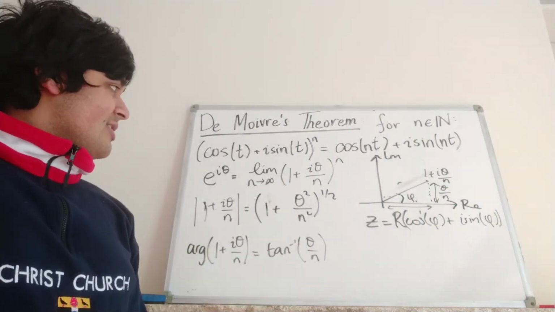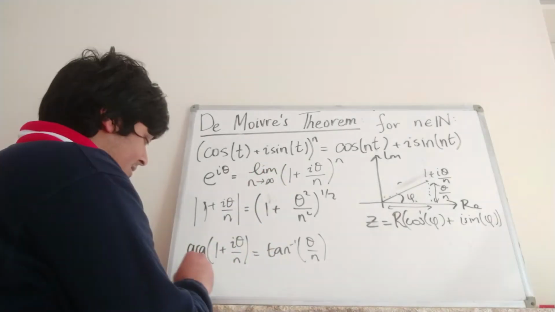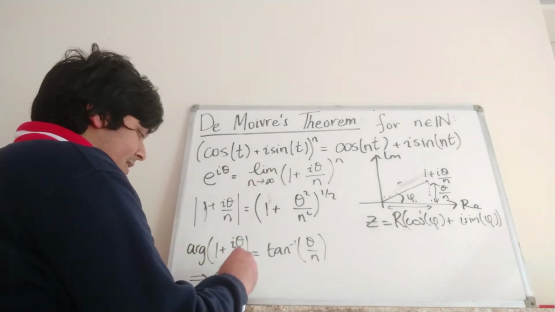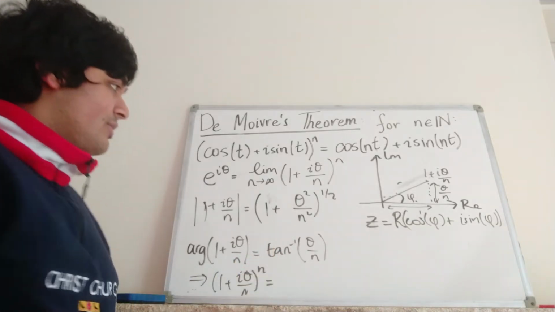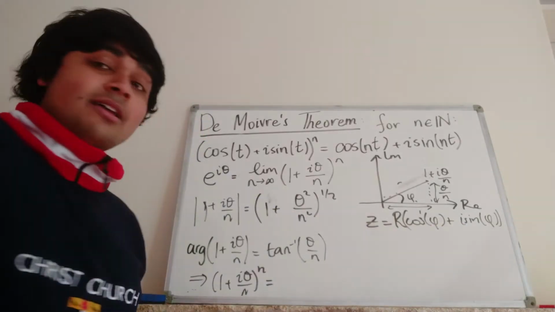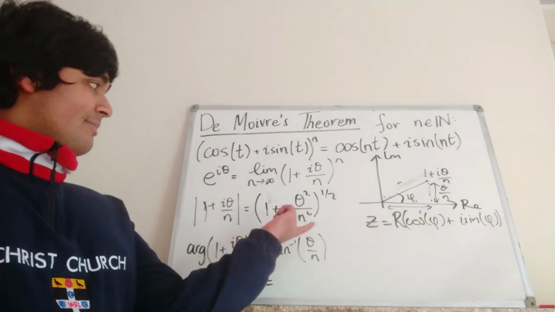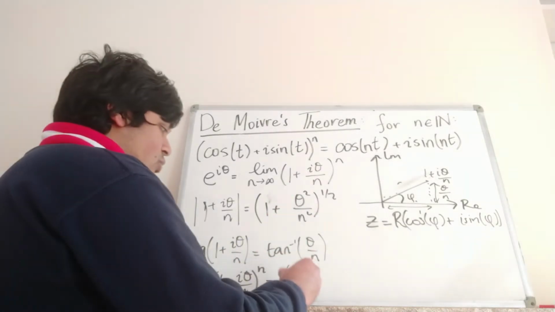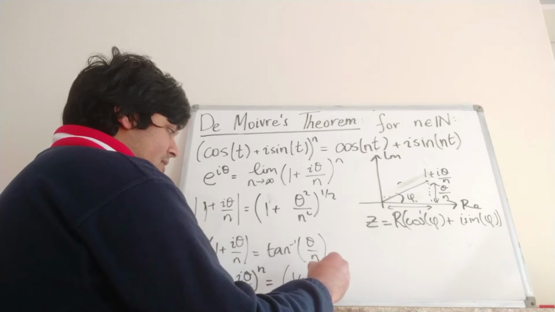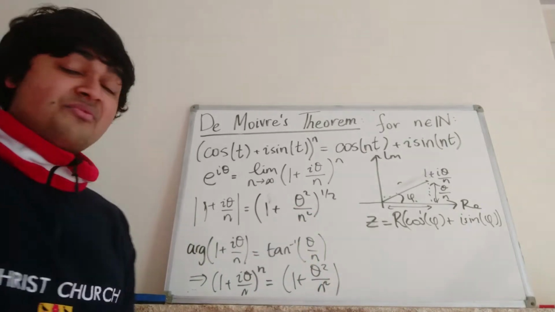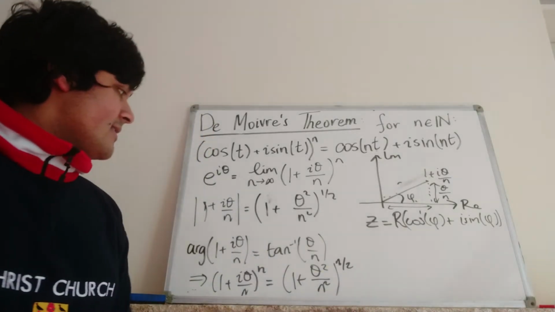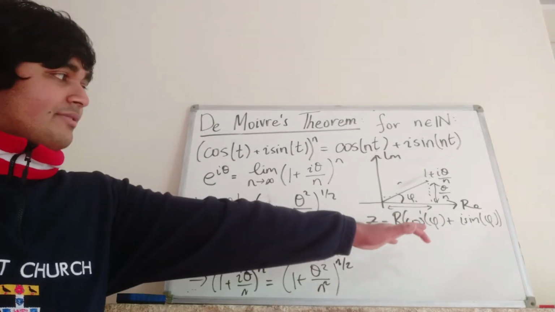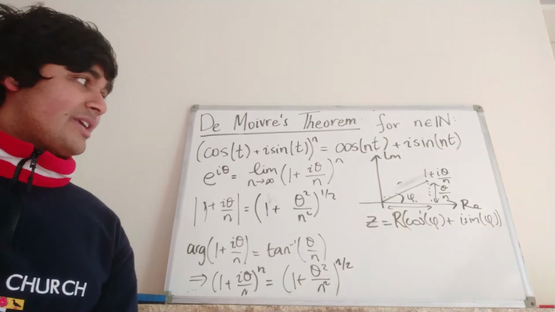So that means that this number here, 1 plus i theta over n raised to the power of n, is equal to this number but raised to the n, so r to the n, but r is just this. So it's 1 plus theta squared over n squared, to the half, raised to the power of n, which is just 1 plus theta squared over n squared raised to the power of n over 2, times cosine of the argument plus i sine of the argument, all raised to the power of n.